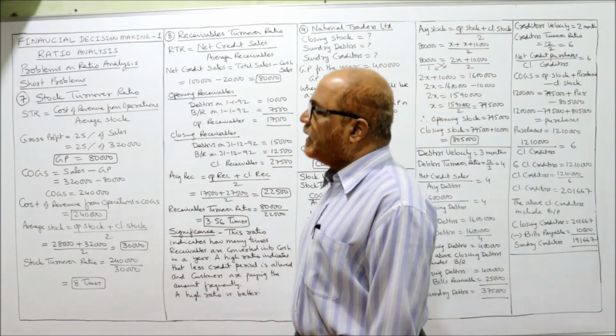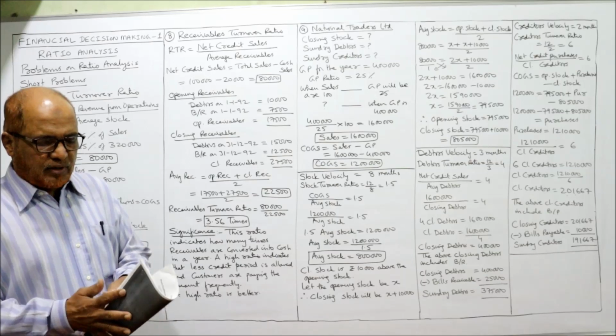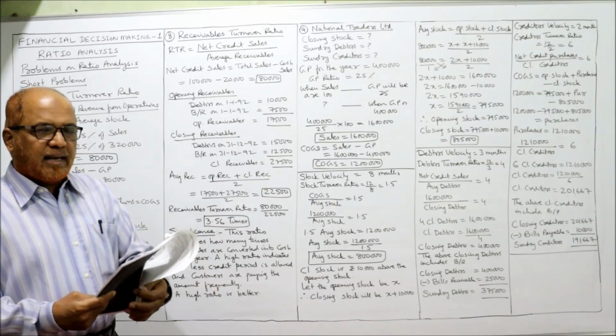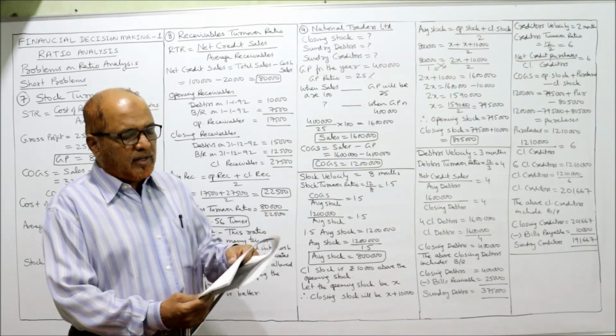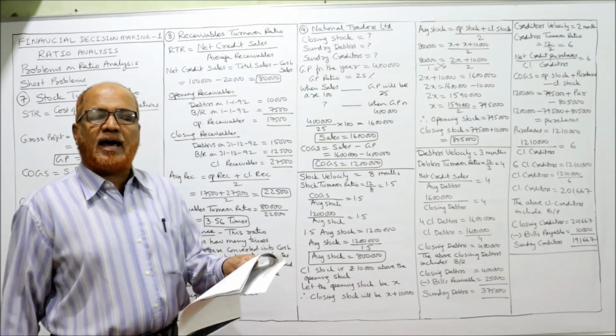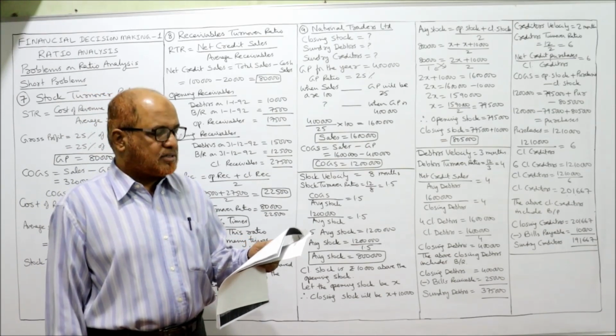That's it. Next, 9th problem. See carefully, it's a lengthy problem, so concentrate more. Very important one. The following are the ratios relating to the activities of National Traders Limited. The company name is National Traders.